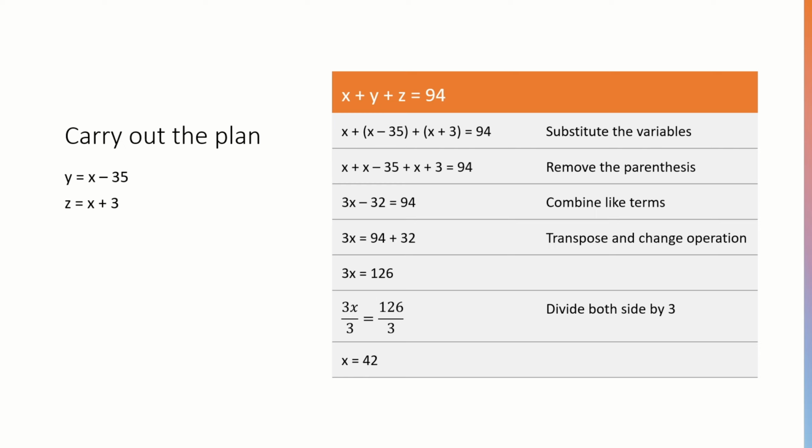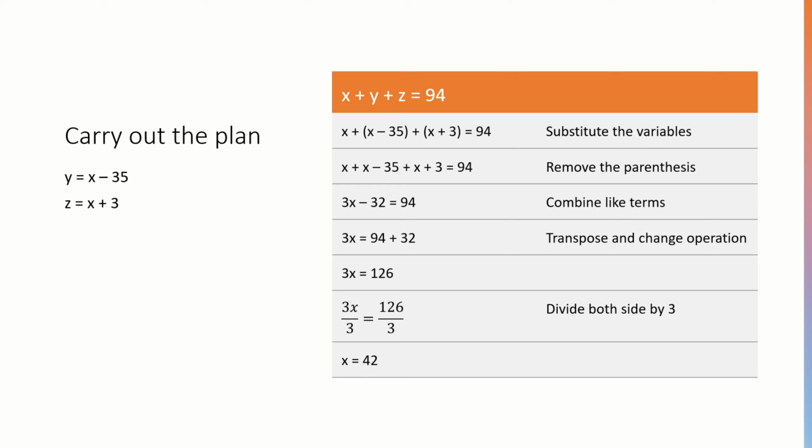Okay, next, we will solve for x. So we will divide both sides of the equation by 3. So we get 3x over 3 is equal to 126 over 3. So cancel out the 3 on the left side of the equation. So we'll get x, and then 126 over 3 is equal to 42. So x is equal to 42. So remember that x is Anne's age. So this means that Anne is 42 years old.